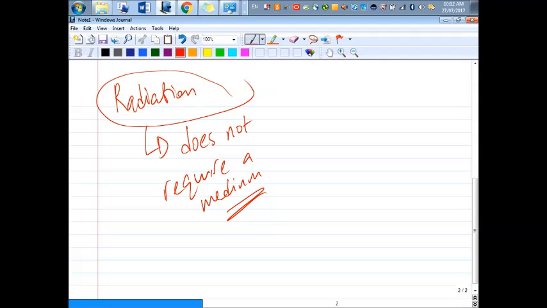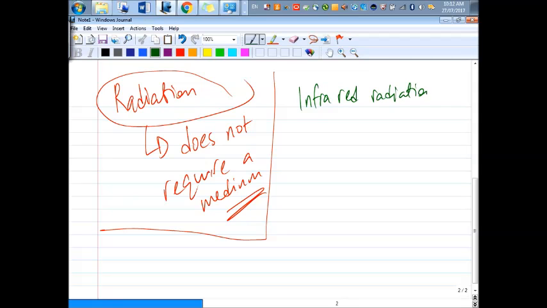Okay? So what other things do you remember about radiation? Any keywords that come to mind? Infrared? Infrared radiation. Okay, what else do you remember? Okay, EM waves. Any more? UV rays. Okay. UV rays. Any more?